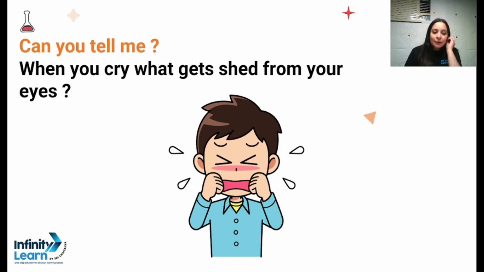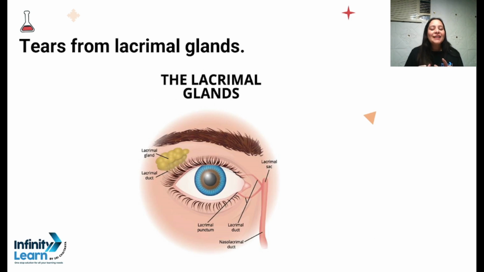Okay, very interesting part. Can you tell me that when you cry, what gets shed from your eyes? Yes, they are tears. Do you know which glands are responsible for it? They are lacrimal glands. Lacrimal glands are present in the lateral part of the eye, above the eye, right? These lacrimal glands secrete fluid, and that fluid cleanses and moistens the eyes.